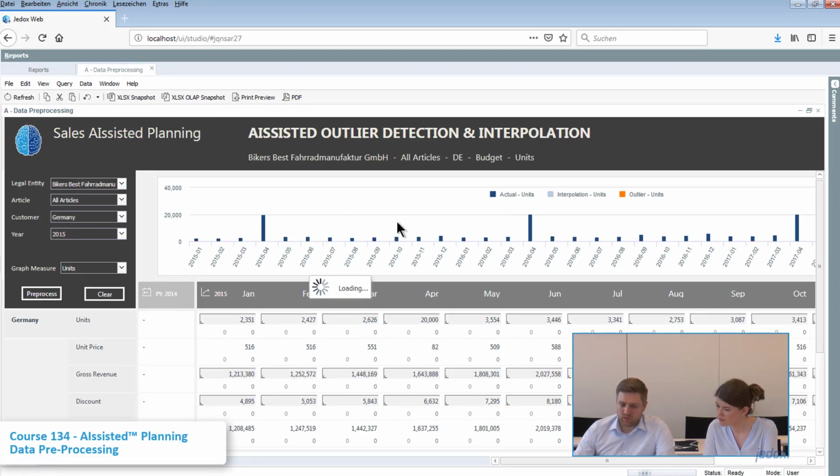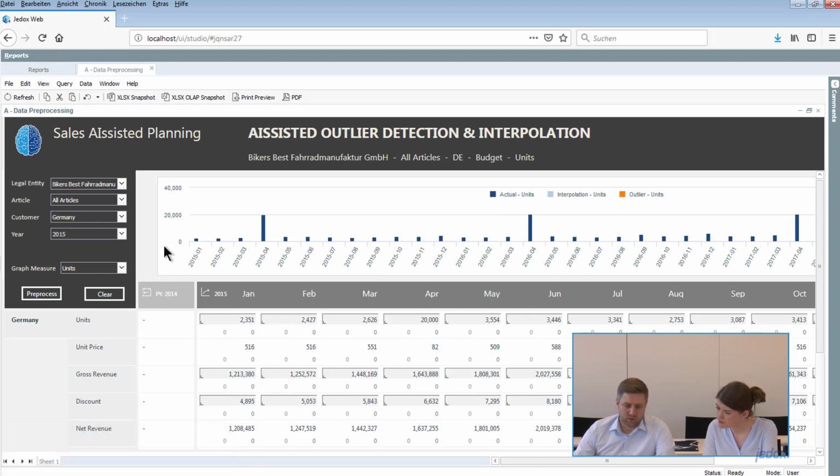So what we see here is a time series of all articles. Germany, we are seeing the units measure. What we are seeing here is a normal time series of data, which is monthly based. And what we also see is that we have some very high values here, and the other ones are lower. And there are different ways for data preparation.